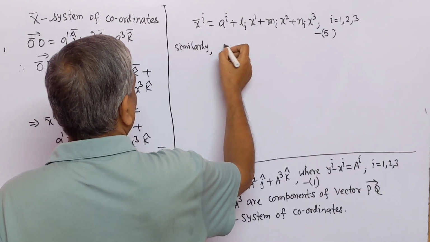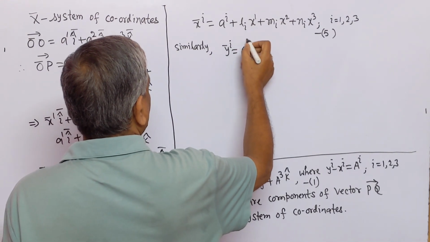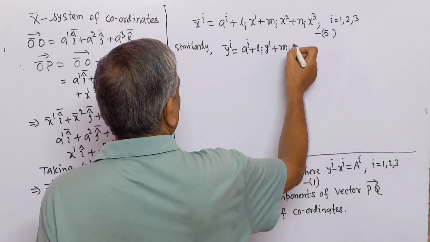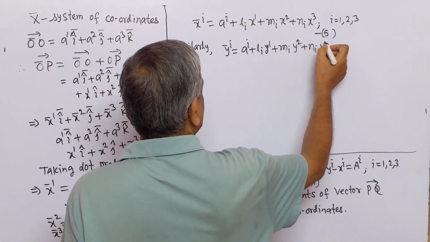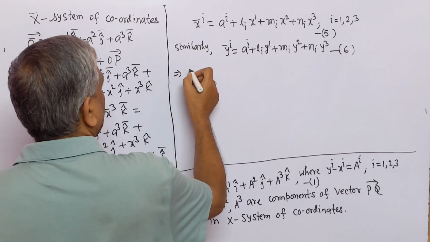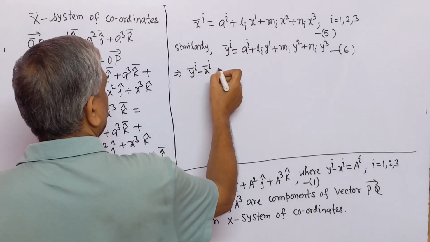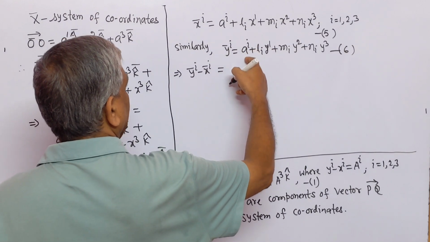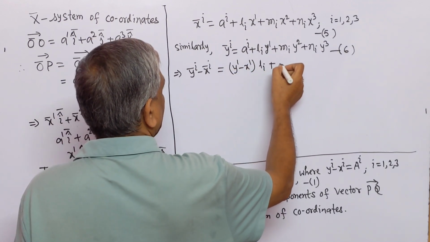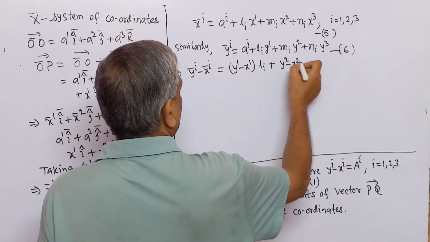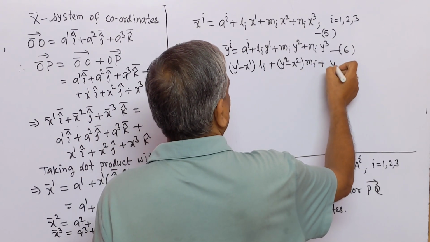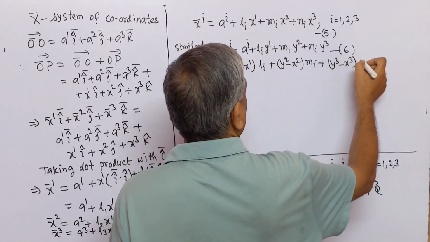Similarly, y bar i equal to Ai plus Li y1 plus Mi y2 plus Ni y3. This is number 6. This implies that y bar i minus x bar i equal to, here Ai cancels, we get (y1 minus x1) Li plus (y2 minus x2) Mi plus (y3 minus x3) Ni.